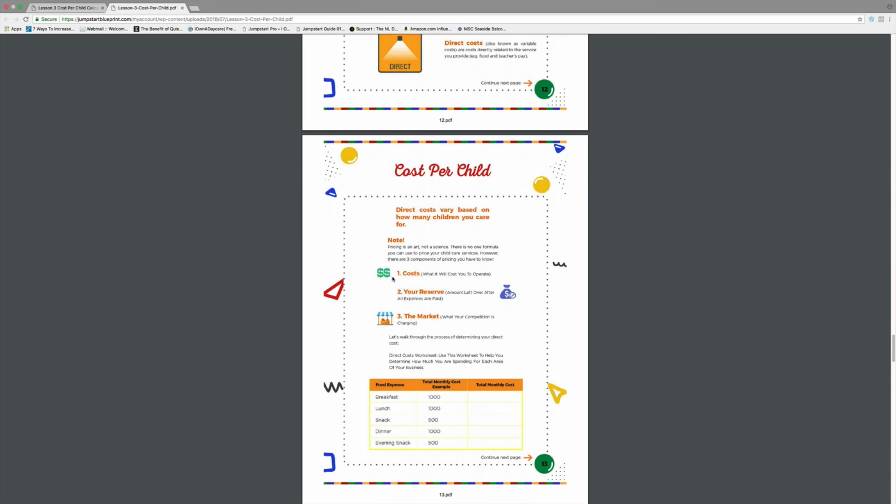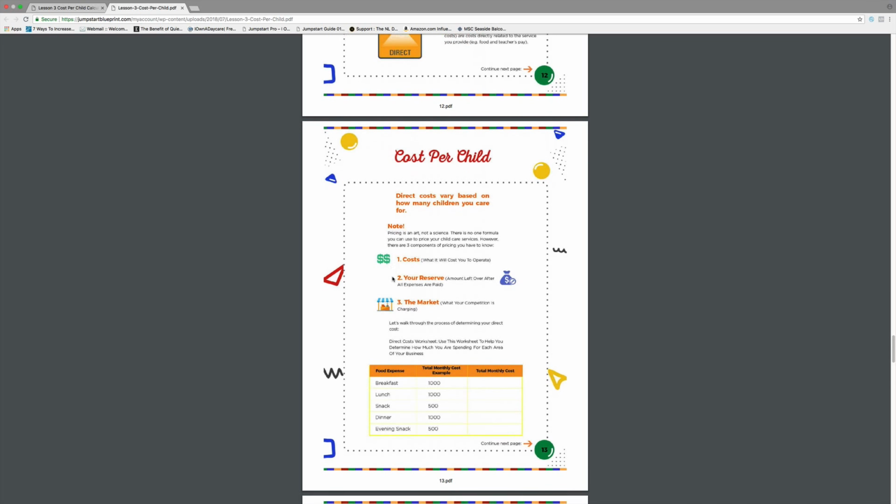So here we go. Pricing is an art, not a science. There is no one formula you can use to price your childcare services. However, there are 3 components for pricing your childcare services that you should know. Number 1, cost, the reserve, and the market. Let's go over this. What will it cost you to operate? That is what your cost per child calculations will give you clarity on.